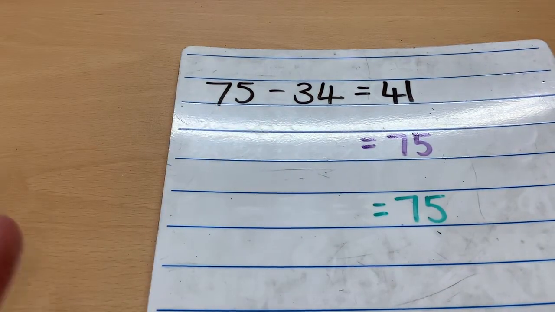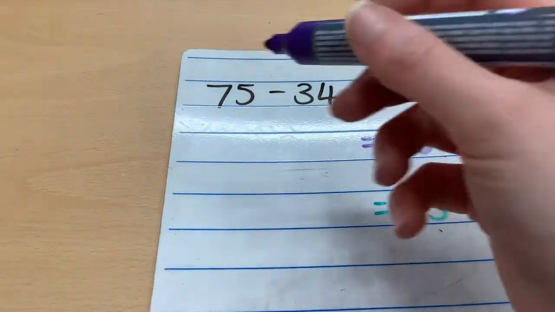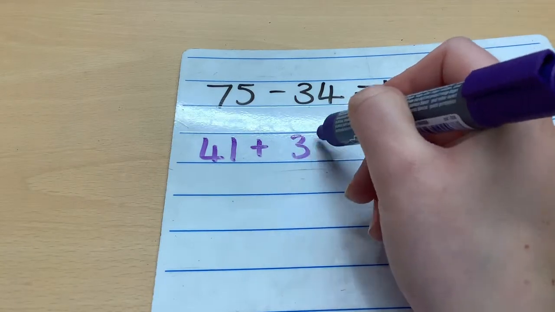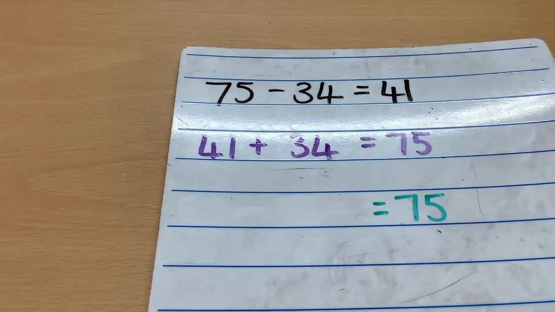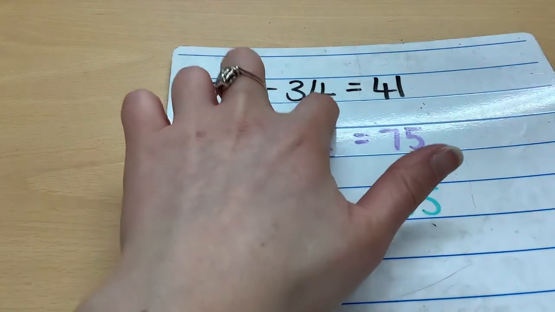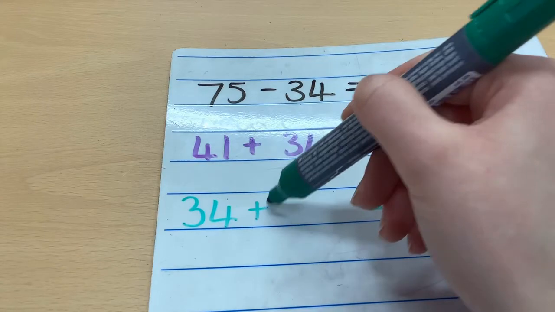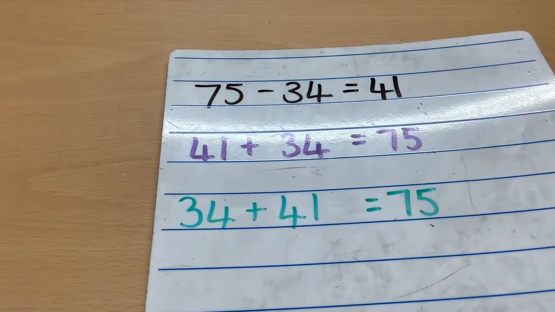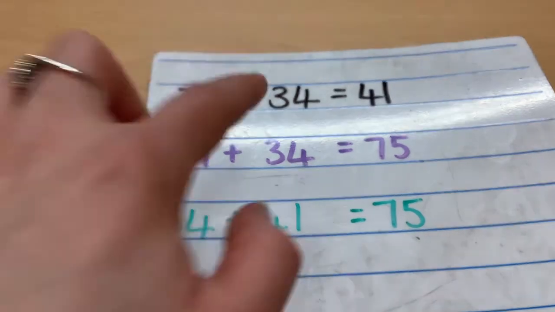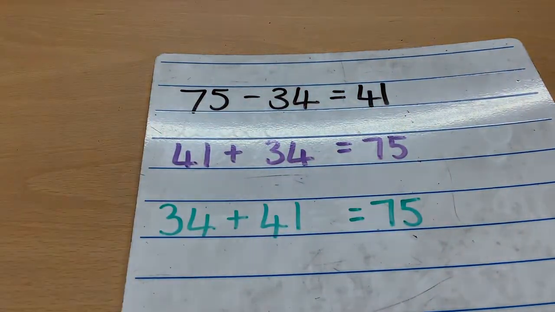Now, there are two ways that you can do this. I always start with the difference number and add the other number that was in the calculation. Or you can start with the number that was in the calculation and add the difference. And both times you get 75 because you're adding these two numbers together to get the biggest number.